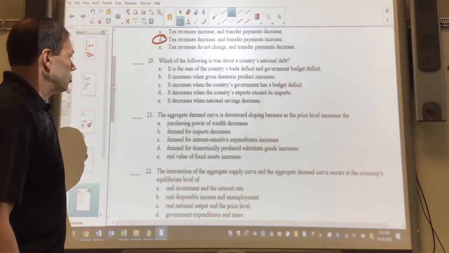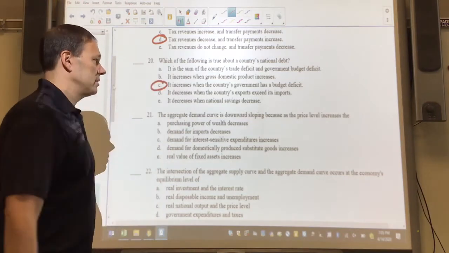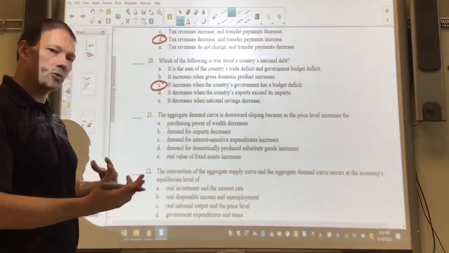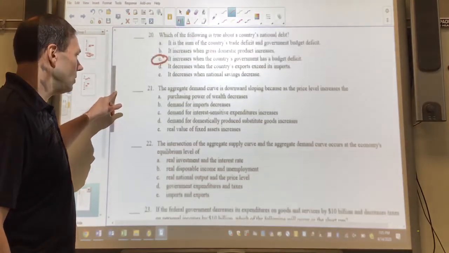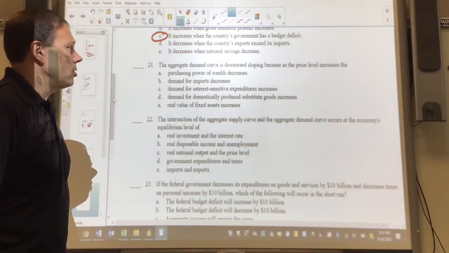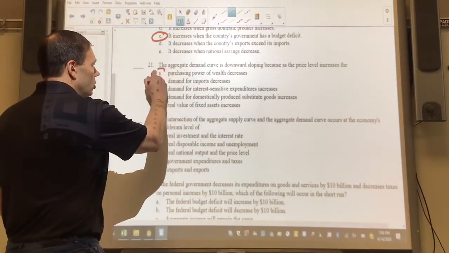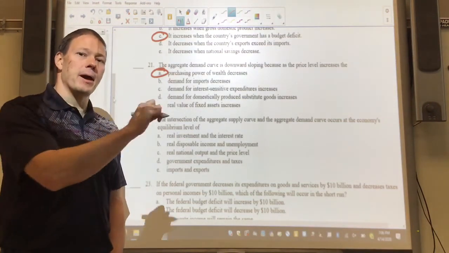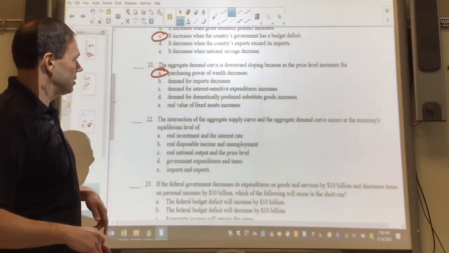Number 20, which of the following is true about a country's national debt? It increases when the government has a budget deficit. Remember, the debt is the total accumulation of all the deficits that the government has run over the years, all the money they owe. So if we have a deficit, it goes up. Number 21, the aggregate demand curve is downward sloping because as price levels increase, your buying power decreases. The money you have doesn't buy as much because prices go up, and so the purchasing power of wealth decreases. That would make sense.